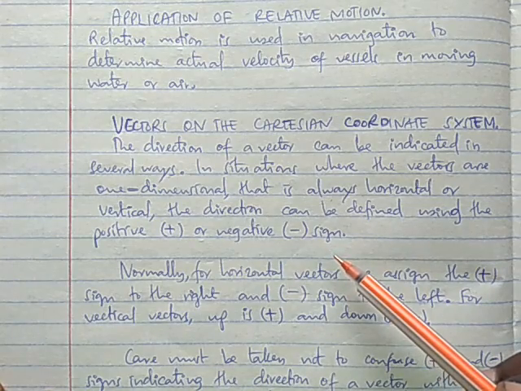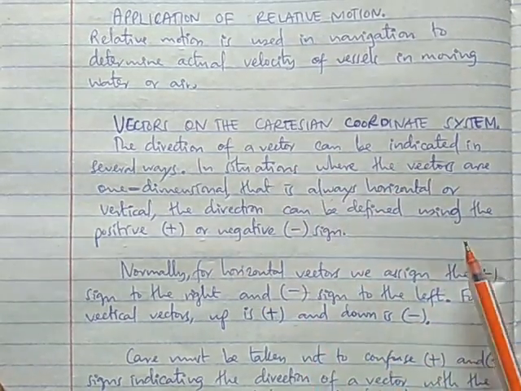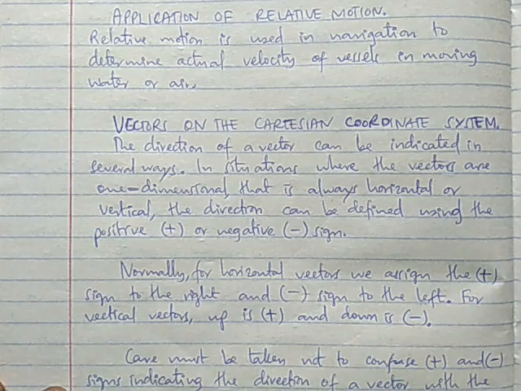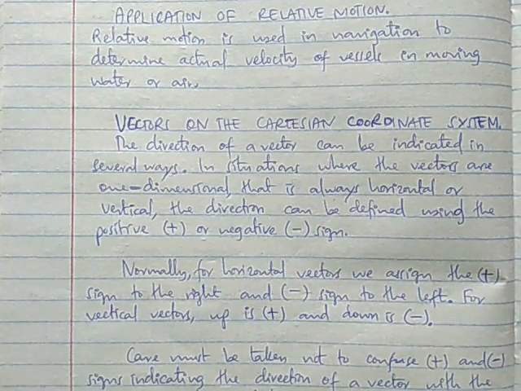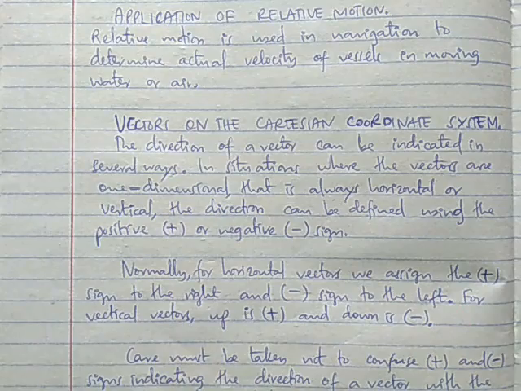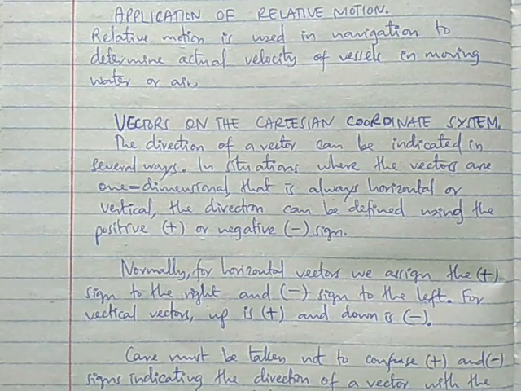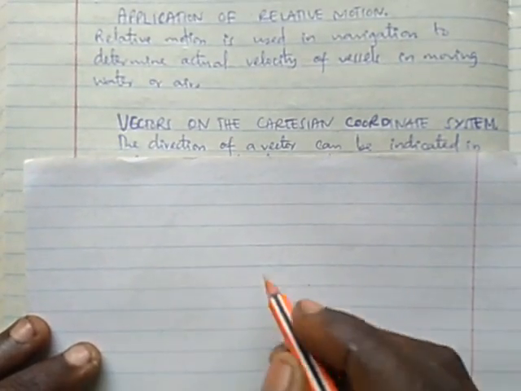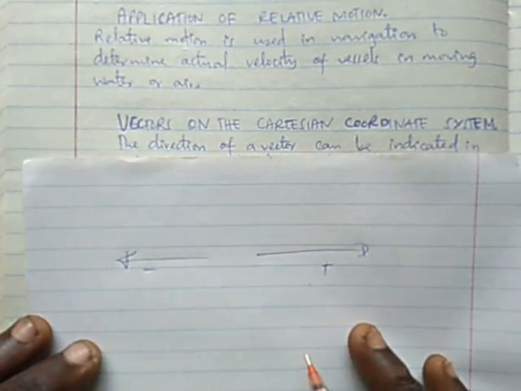If our vector is one dimension, let's say it is vertical or horizontal. For horizontal, if it is going right, it is positive. If it is going left, it is negative. Normally for horizontal vectors, we assign positive if it is going to the right and negative to the left. So on a horizontal vector, if it is going right, it is a positive vector, and if it is going to the left, it is a negative vector.